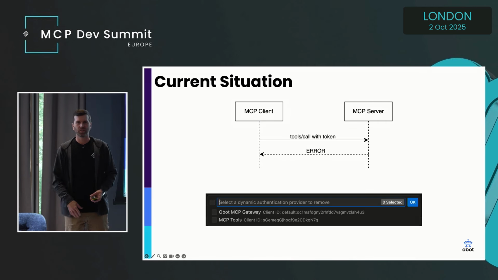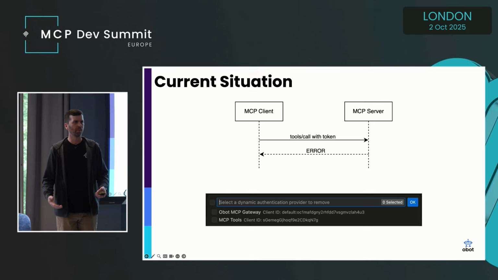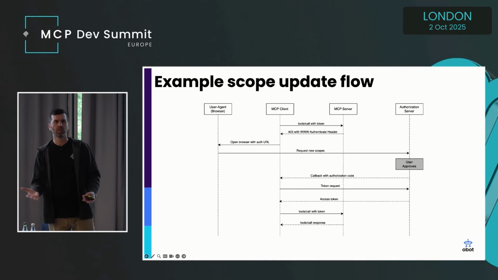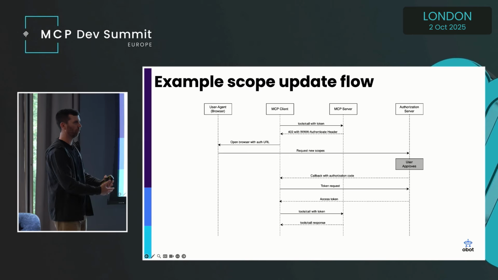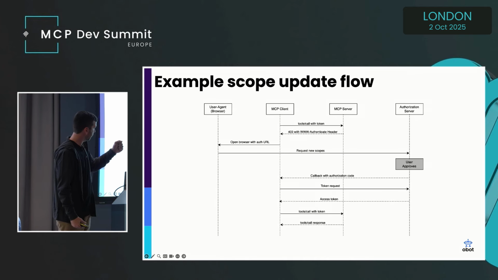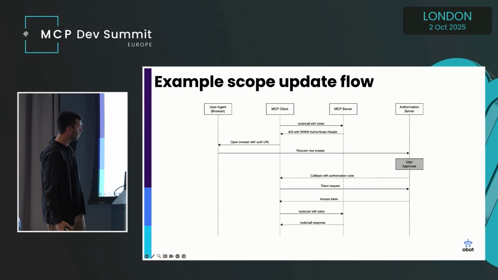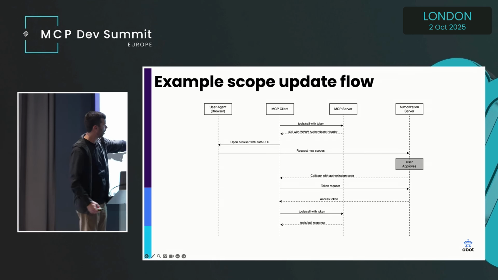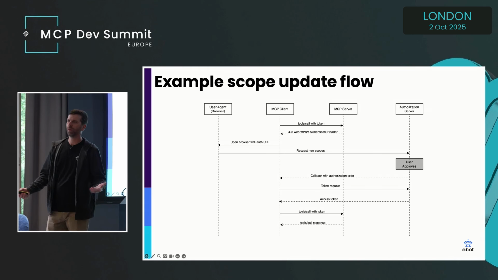And again, we get back to this dreaded box from VS Code where I have to delete and start over again. Okay? But now we have a better flow. As of November 25th, we'll have this great flow that we can put our users back through. We make the call with the token. We get back the 403. We go through the authorization process. And then at the very end, we make the call again, and we get the tool call response.